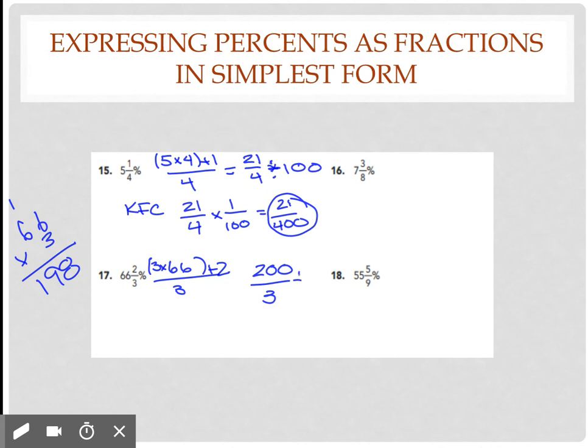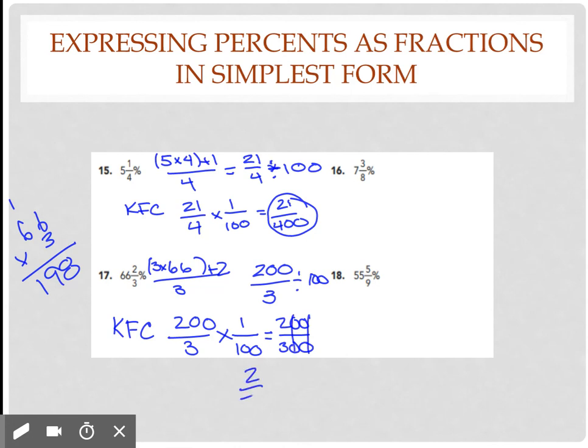Now I'm going to divide by 100. Again, I have to do keep, flip, change. So I have 200 over 3 times 1 over 100. And I get 200 over 300. I'm going to simplify by canceling some zeros. And 2/3 would be my final answer for number 17. Please pause now and try 16 and 18 and come back and check your work.